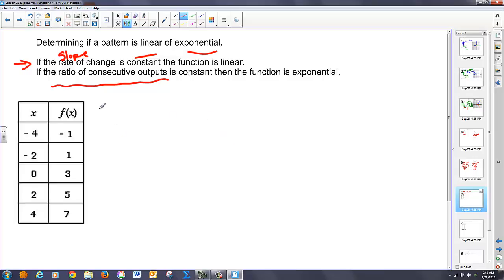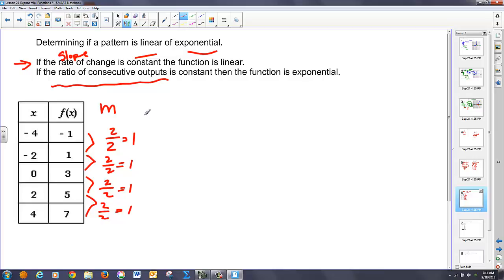So let's take a look and calculate the slope from point to point. I'll put m right here. So the slope in this case, between these two numbers, we're going to take the difference of y's over the difference of x's. So in this case, we have 2 over 2, which is equal to 1. In this case, 2 over 2, which is 1. And in this case, 2 over 2, which is 1.